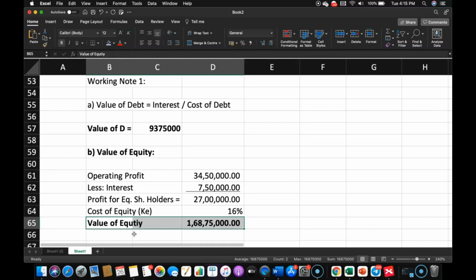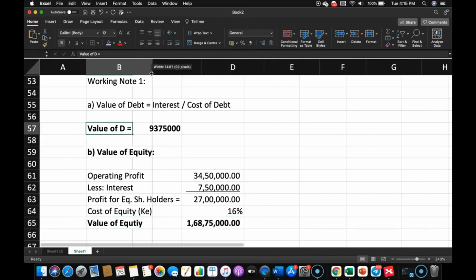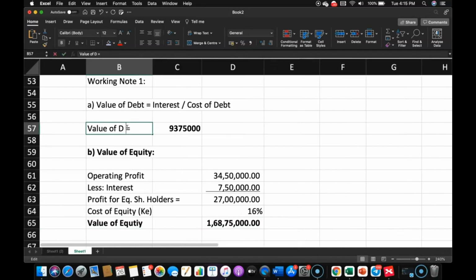16,000. It is 16.875 million. Okay. So in this way, we have derived the value of debt. Let me put it here. Value of debt here. We have also derived what is the value of equity.